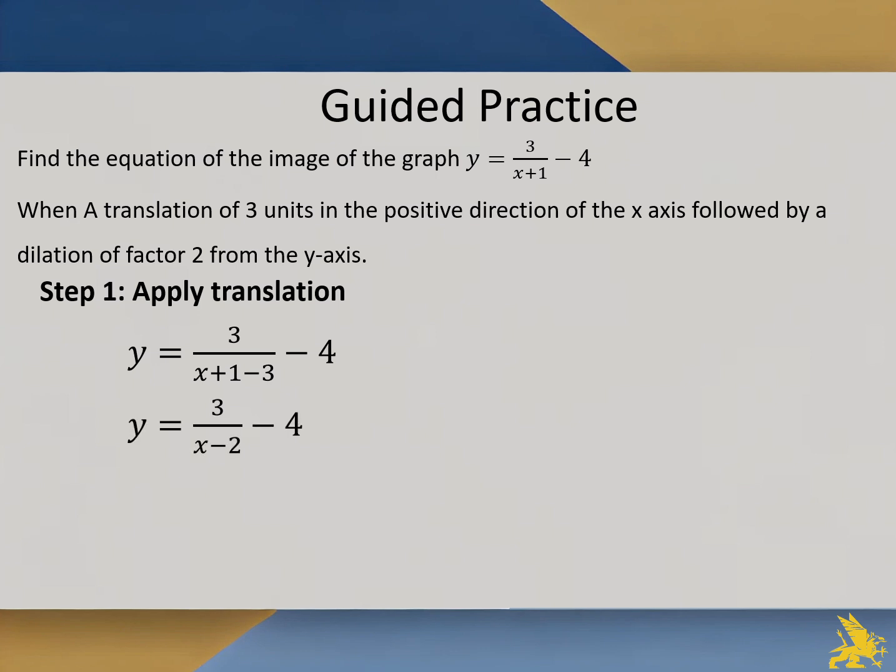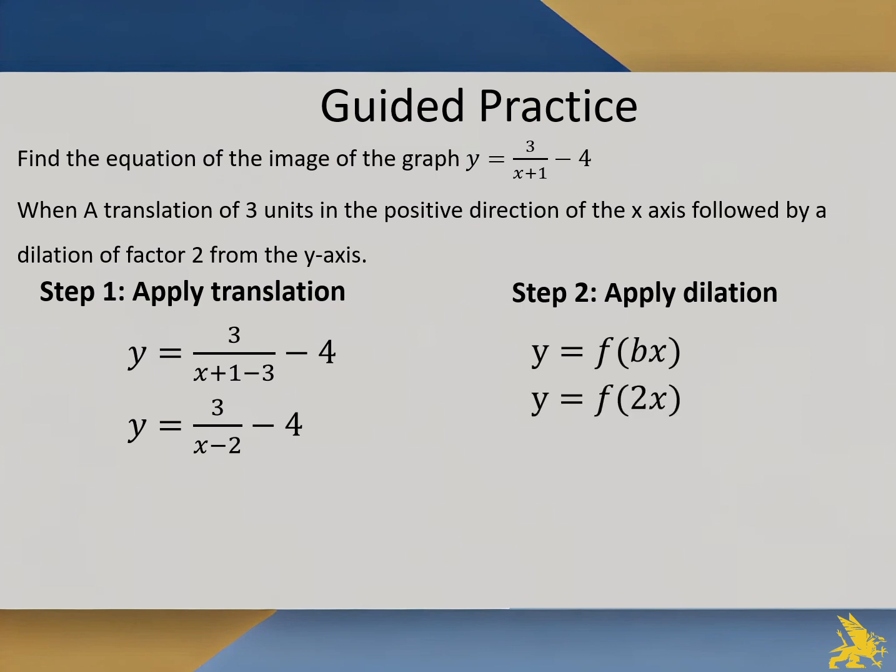And now we've got a dilation of factor 2 from the y-axis. So we're going to apply that dilation. Now, because it says from the y-axis, it means that it's pushing away from the y-axis and it's our x value that is being affected. So that's the major thing we need to be thinking about right now. So we'll just be substituting x over 2 into our equation. If we substitute that in, I'm just going to get y is equal to 3 over (x over 2 minus 2), and then take away 4.